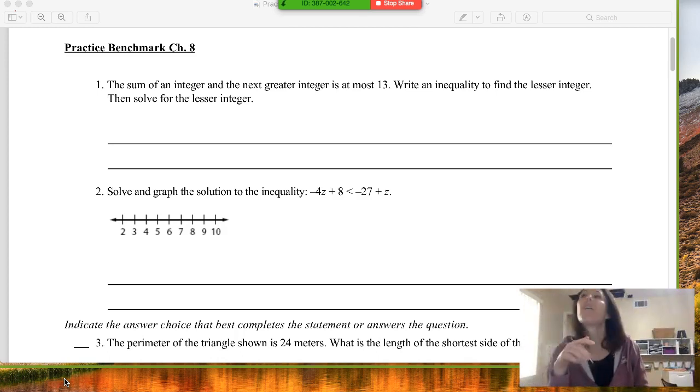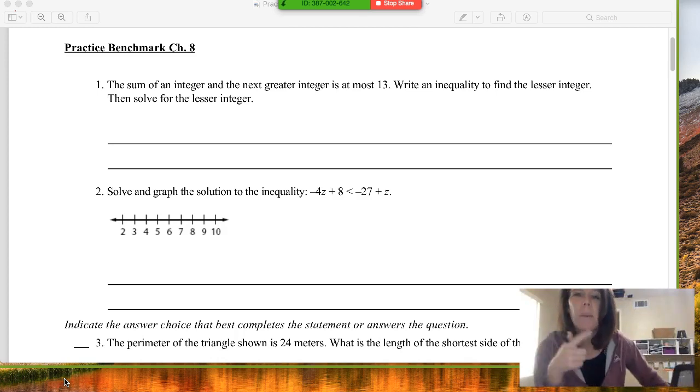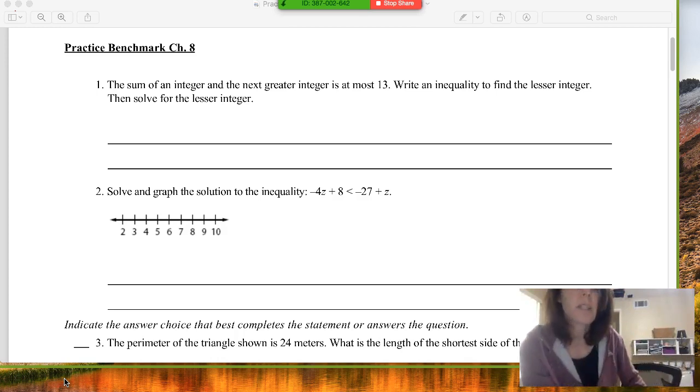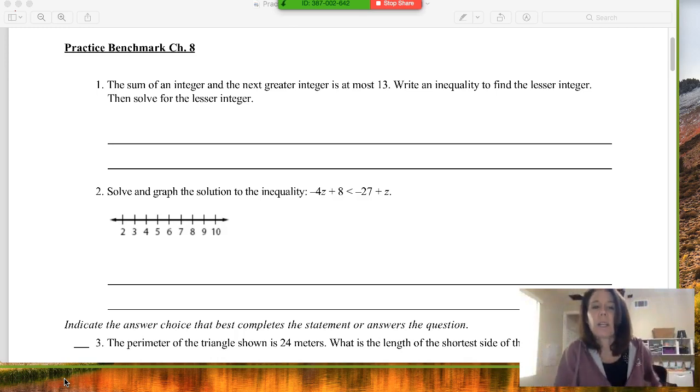We finally get to solving equations and inequalities, and I did put in some review of basic one-step equations in module 3, I believe, if you need to review that. But we're here to the practice benchmark, so let's go ahead and get working.